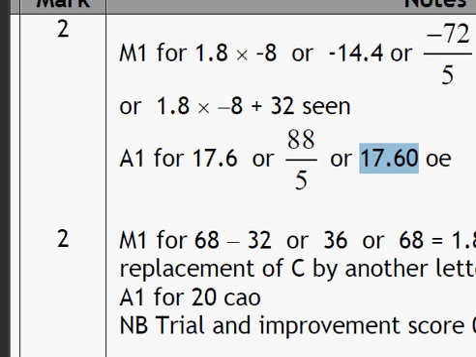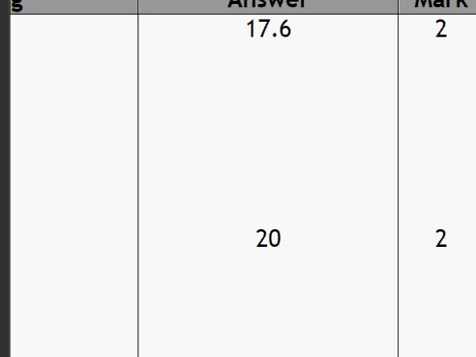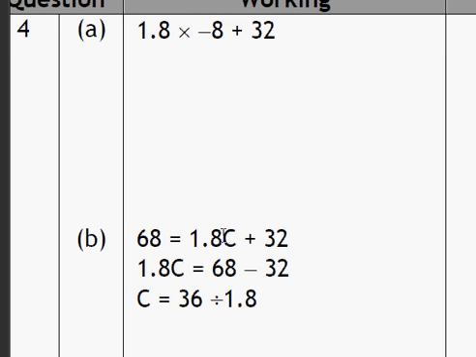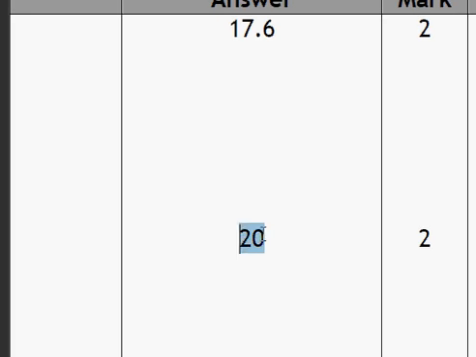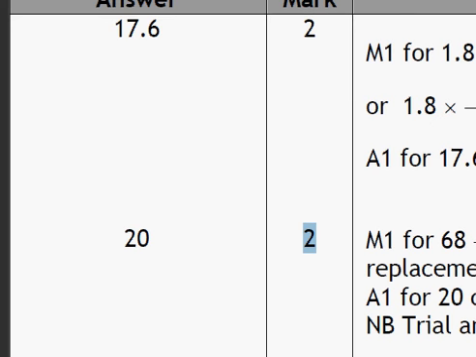Okay, so you would get 68 equals 1.8c plus 32, that's what we did. 1.8c equals 68 minus 32, we did that as well. And then c equals 36 divided by 1.8, we did that as well. And the final answer was 20. So this was worth 2 marks. So if you got 20, give yourself 2 marks.